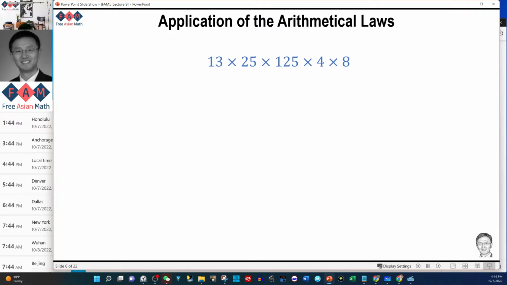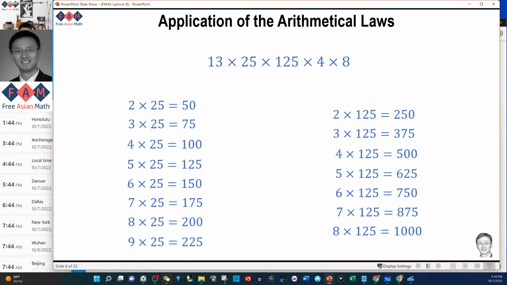25, 125, 4, and 8. Why? Because those numbers, 25 and 125, are multiples of fives, 5 times 5, 5 times 5 times 5, right? And the 4 and 8 are related to multiples of 25. So like 2 times 25 is 50, 3 times 25 is 75, and so on. You probably go up to 9 times 25.